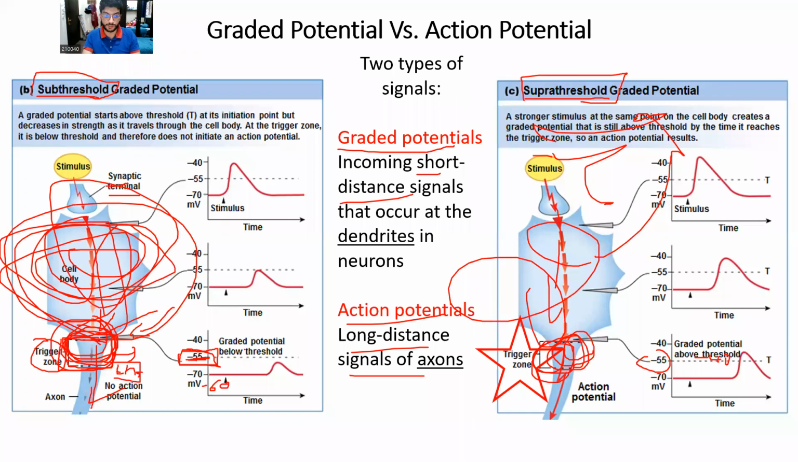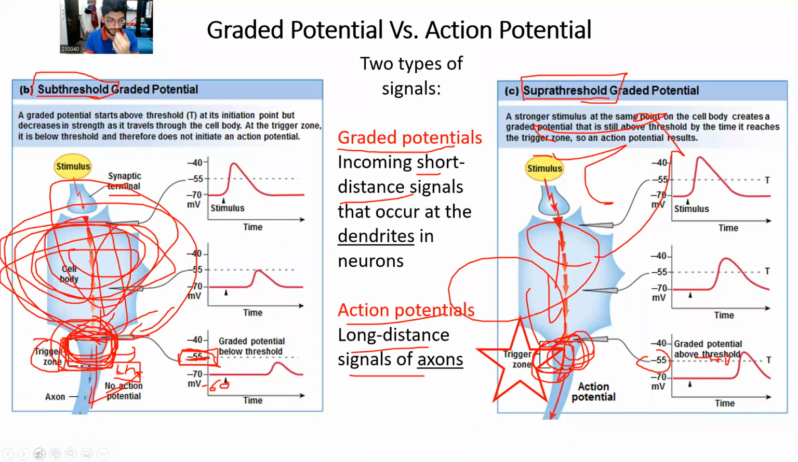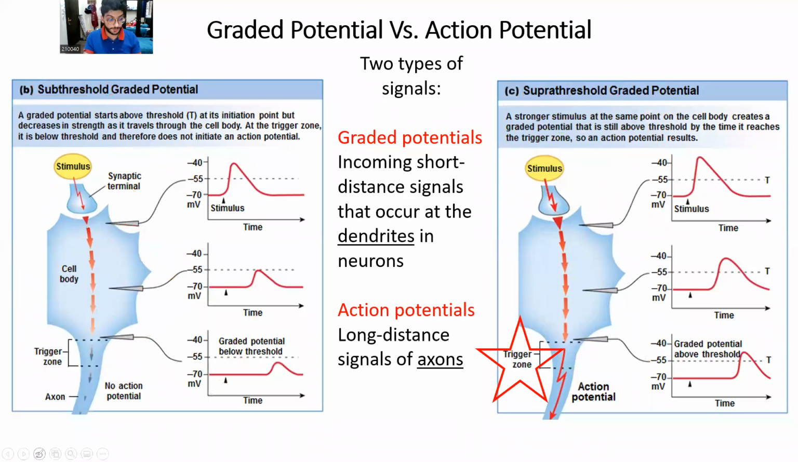What about the graph on the left? What graph? The subthreshold? What exactly do you want from the subthreshold graph? One second. Let me just clear the ink off the slide. It's getting a bit chaotic right now. Is it not above -55? It's not above -55. It's -60. -60 is less than -55.